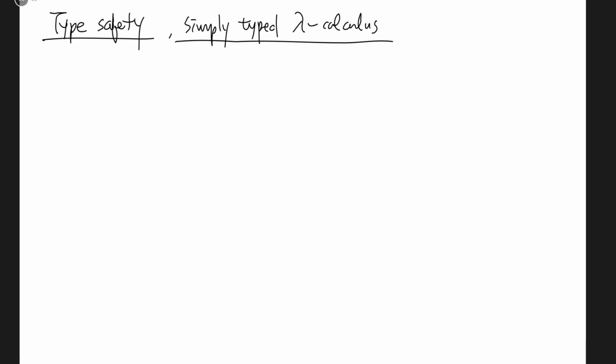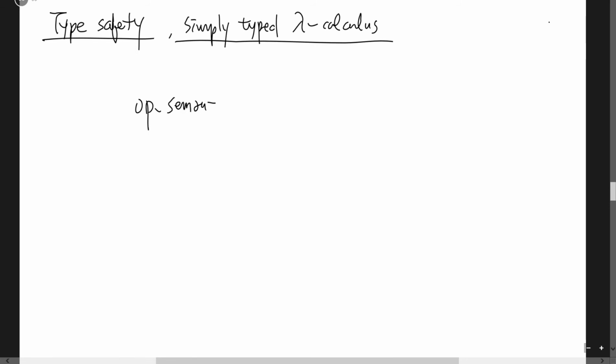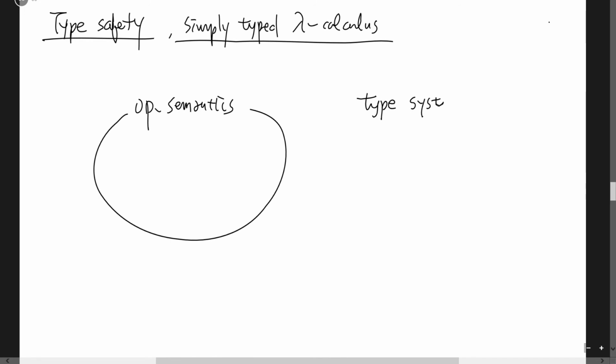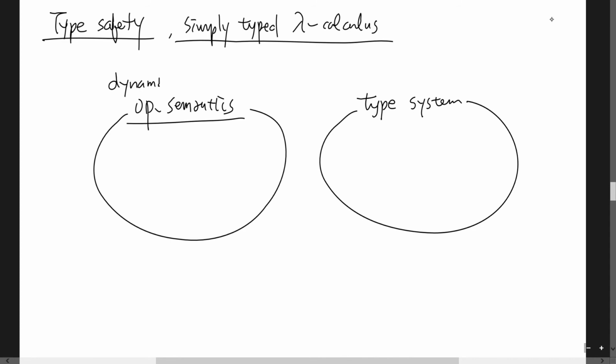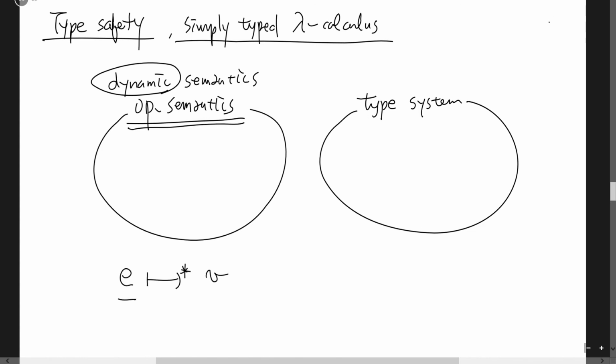The first is operational semantics, and the other is type system. This operational semantics is sometimes called dynamic semantics because it deals with dynamic properties of a given expression. By using this operational semantics, we can find out the meaning of this expression E. If we have this judgment, then we say that this value V is the value of the meaning of this expression E.